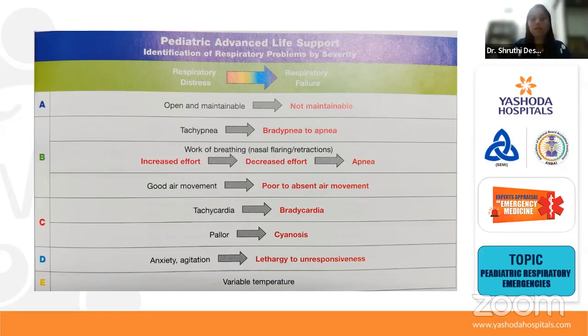Coming to disability, children in respiratory distress would be anxious and agitated. When the child becomes lethargic to unresponsive, you have to think that the child is going into respiratory failure. This is very important to identify, whether the child is in respiratory distress or is going into respiratory failure, because immediate and prompt intervention is required to avoid the child developing respiratory arrest.